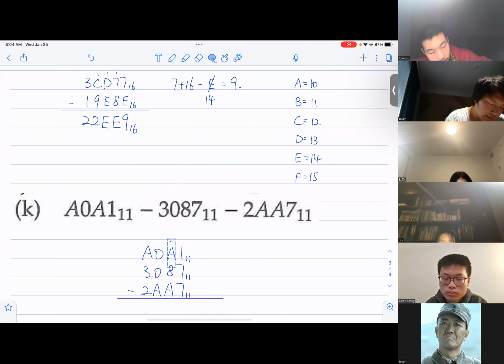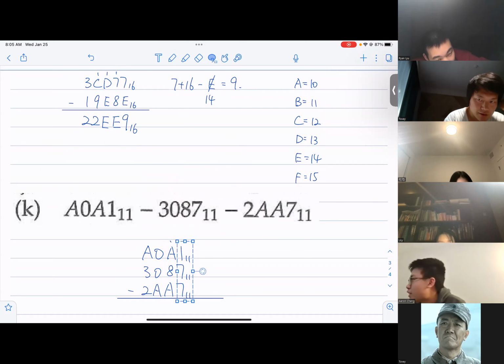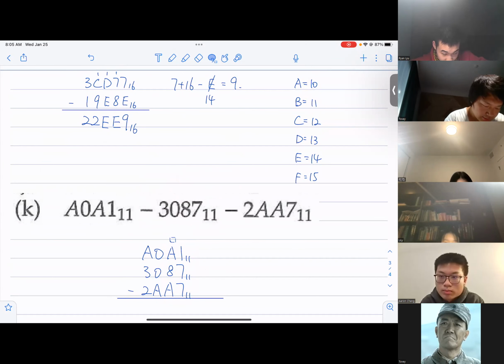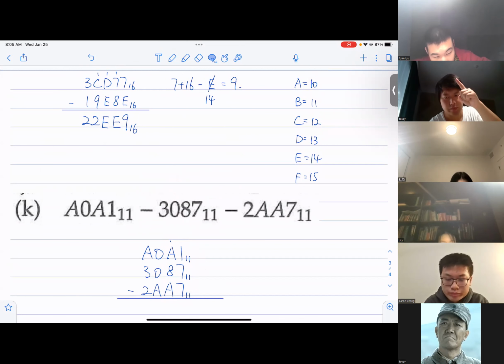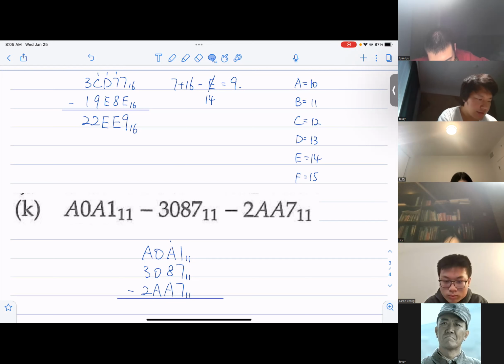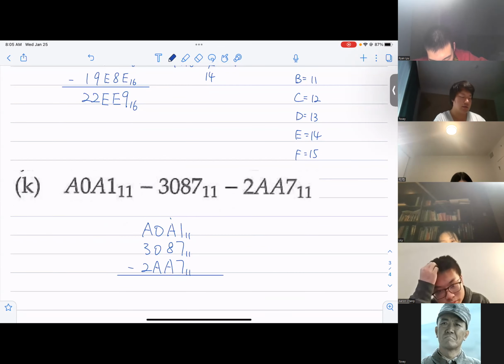When you borrow a digit from here, that means how many have you borrowed? 11, yeah, right? It's base 11. So remember, when you have 11, you carry over. So when you borrow 1, you're borrowing 11. Make sense? Because 10 in base 11 means 11, right? Yeah. Okay, good. So if you borrow 11, is it enough?